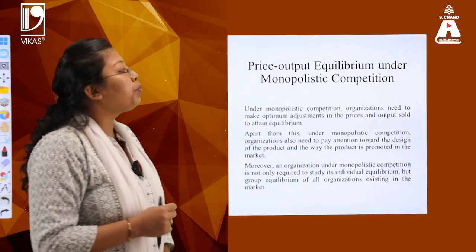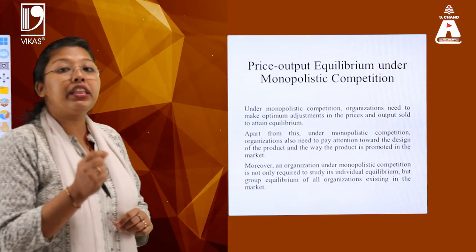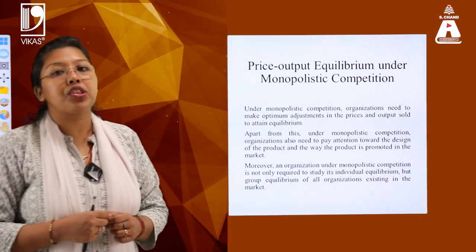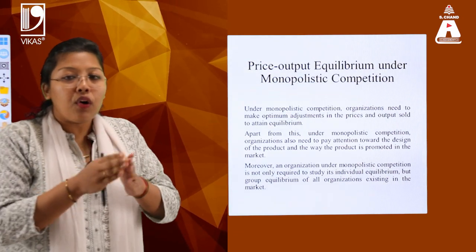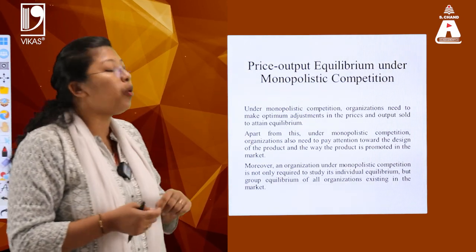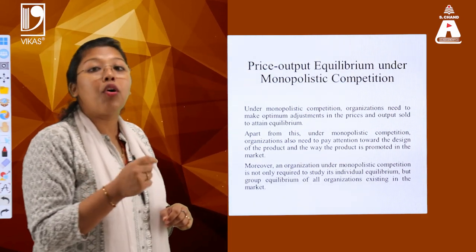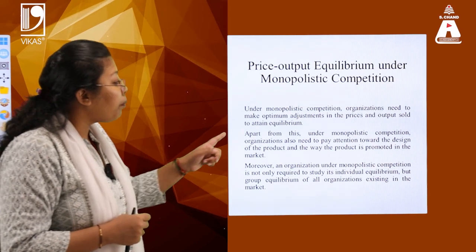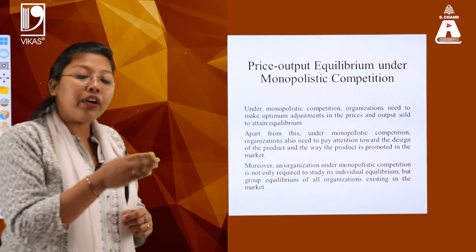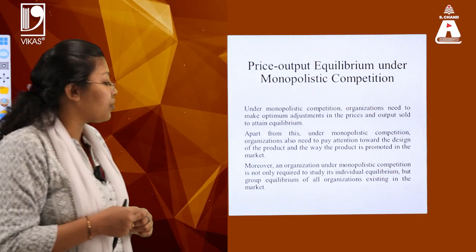So what is price output equilibrium? Under monopolistic competition, organizations need to make the optimum adjustments in the prices. So what exactly is optimum adjustment? Because there are multiple sellers of the single product or maybe different products, which is a quality of monopolistic competition, there needs to be an optimum adjustment of the resources. Apart from this, under monopolistic competition, organizations need to pay attention to what kind of competition is there in the market and how the consumers are reacting to their changes.